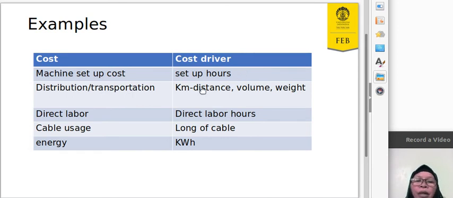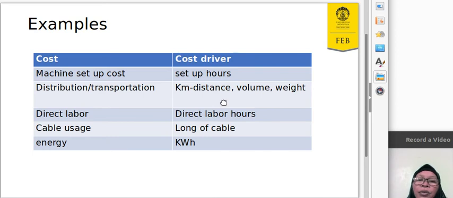Transportation or distribution, distance is usually one of the drivers that we can use. Sometimes volume, sometimes weight, sometimes a combination of some of them. Like the volume, maybe one truck can be loaded for, let's say, 10 cubic meters. So if we send, let's say, 20 cubic meters, we need to use two trucks, which means the higher the cost is. Or sometimes weight, if we send the product using cargo, for example. So the heavier the product we send, the more we are charged for the transportation or distribution costs.